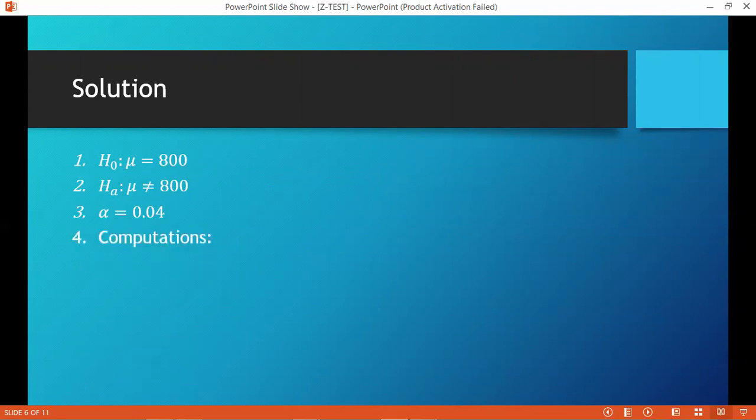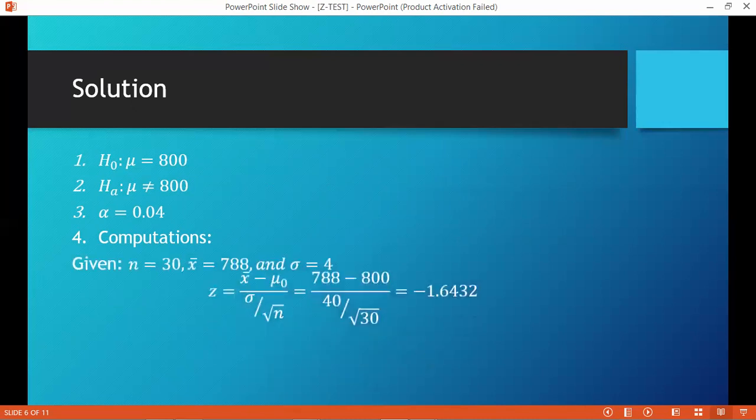Fourth, you will do computations. Now, remember that in our given, we have the standard deviation, and also we have n that is greater than or equal to 30. Therefore, we can use the z-test. For the z-test, remember that this is the formula. And then by substitution, you have now 788 minus 800 all over 40 over the square root of 30.